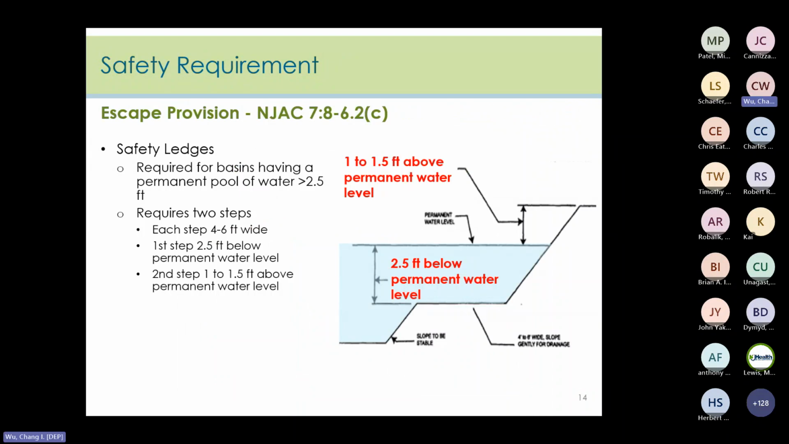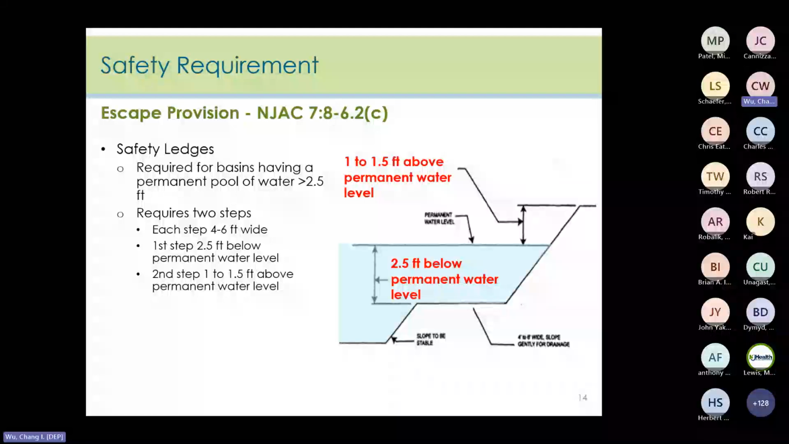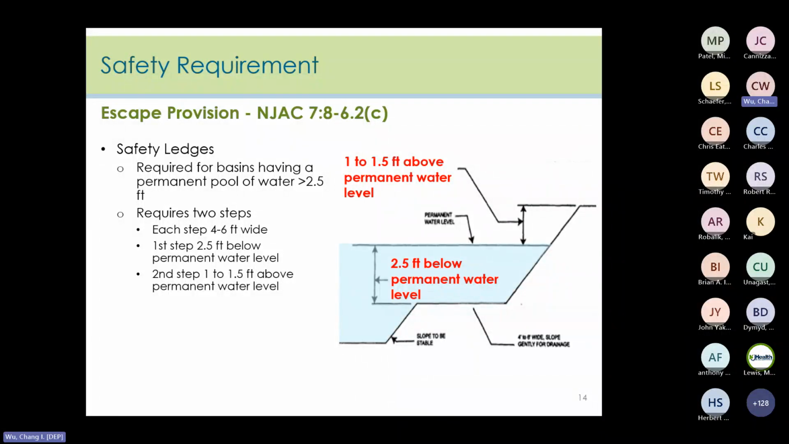And for the safety requirements, there's one escape provision in the rule. It's very obvious that you can look at the drawings. It's also in the rule and BMP, and you have to decide that, that's when you have a permanent pool design of the BMP, which is now more likely to happen when you have a GI wet pond.